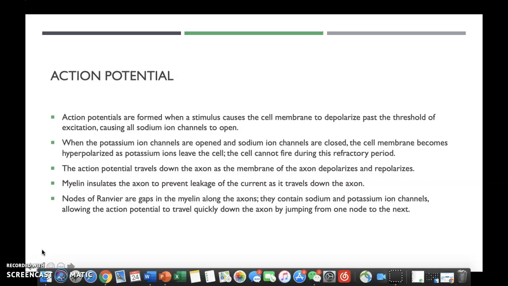A set of voltage-gated potassium channels open, allowing potassium to rush out of the cell down its electrochemical gradient. These events rapidly decrease the membrane potential, bringing it back towards its normal resting state. The voltage-gated potassium channels stay open a little longer than needed to bring the membrane back to its resting potential.